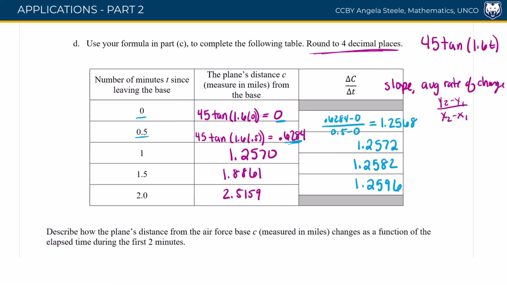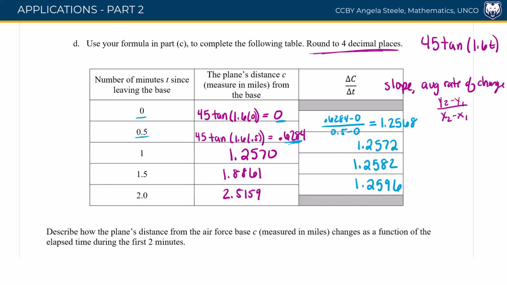Okay, these right here are the values for the slopes, and you can see that initially, when the plane is just taking off, the slopes are very similar to each other, which is why I wanted you to round to 4 decimal places, so that you can see that there is a slight change in the plane's distance.